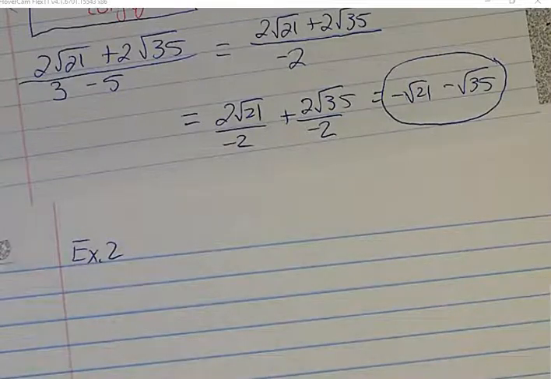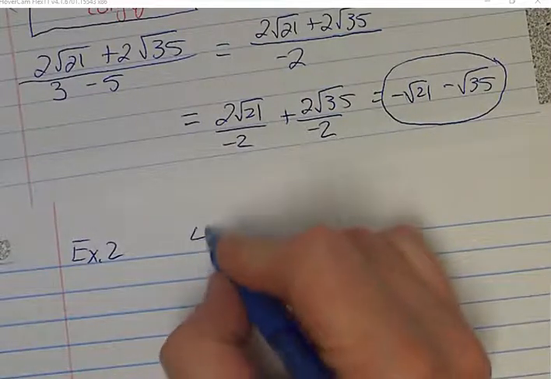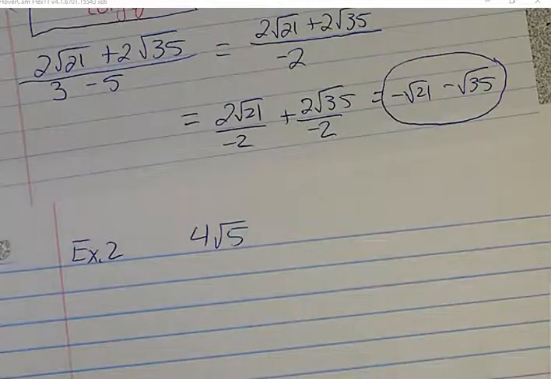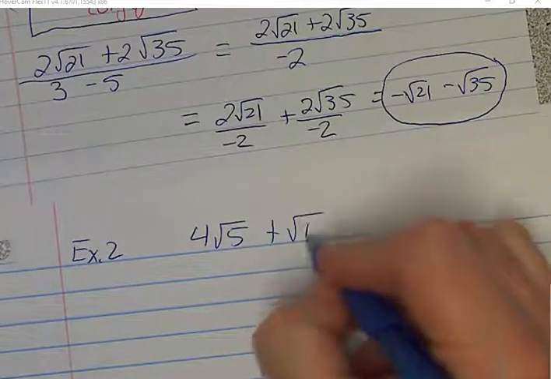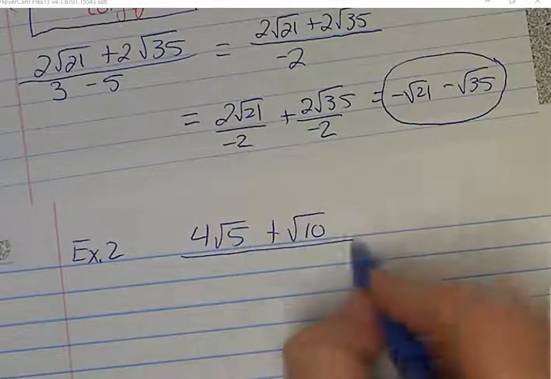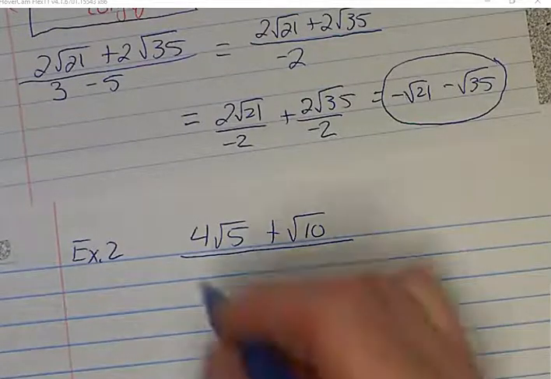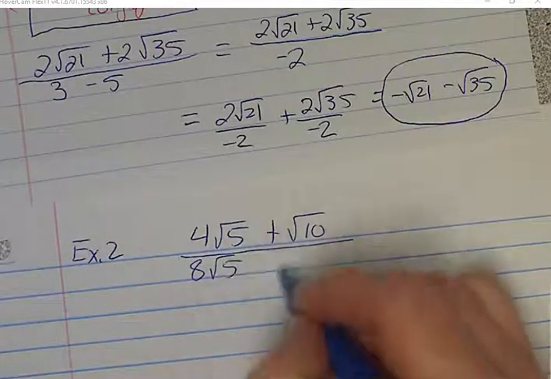Alright, so for this one, I went through the homework and found about the hardest one you could get. We'll make sure we do that one. So let's go: 4 square root of 5 plus square root of 10, over 8 square root of 5 minus square root of 10.